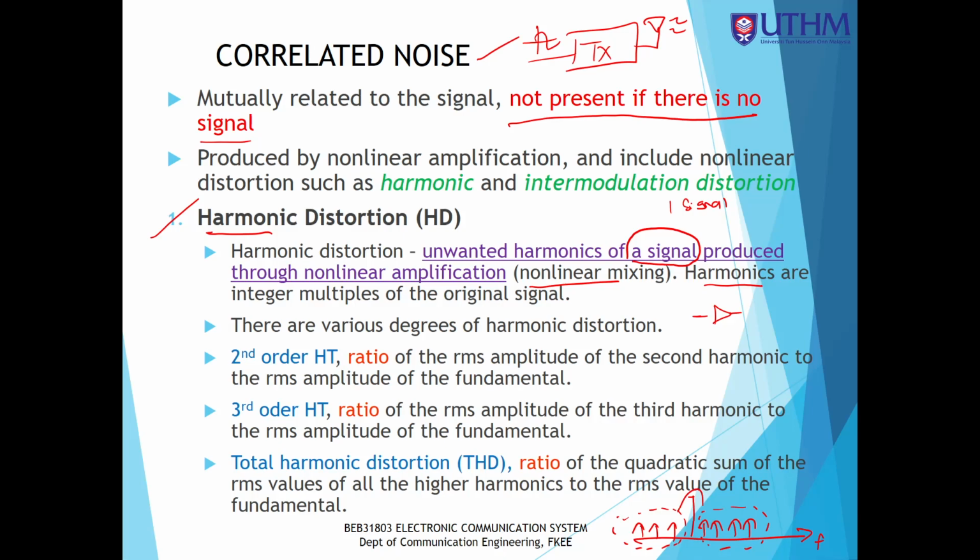The first harmonic is what we call the second order. This is supposed to be HD, so please change your note. This is harmonic distortion. Second order harmonic distortion is the ratio of the RMS amplitude of the second harmonic to the RMS amplitude of the fundamental. Third order harmonic distortion is the ratio of the RMS amplitude of the third harmonic to the RMS amplitude of the fundamental. So what is this actually?